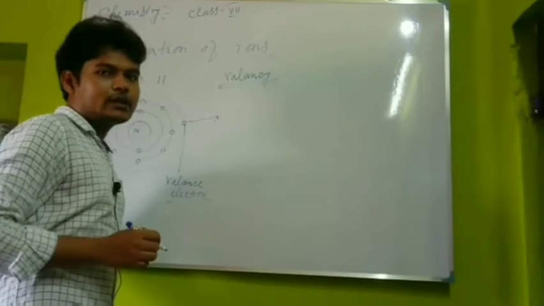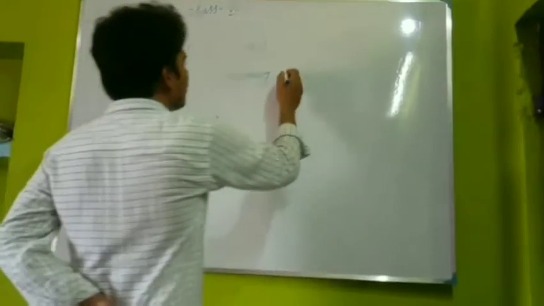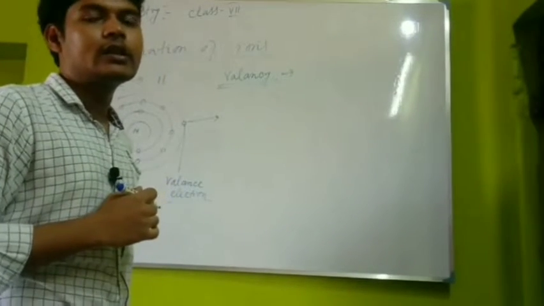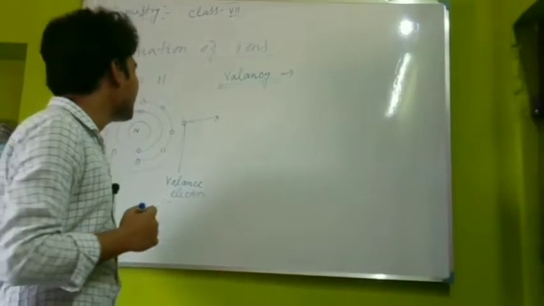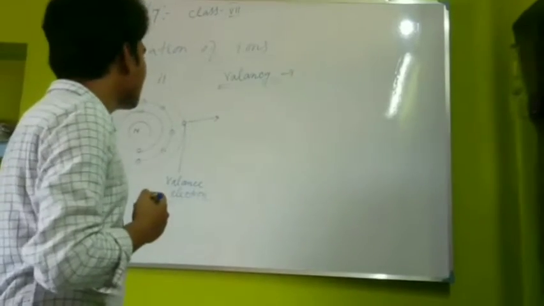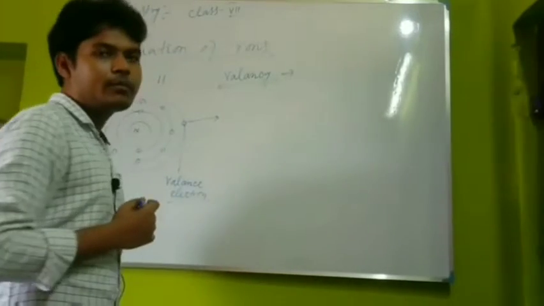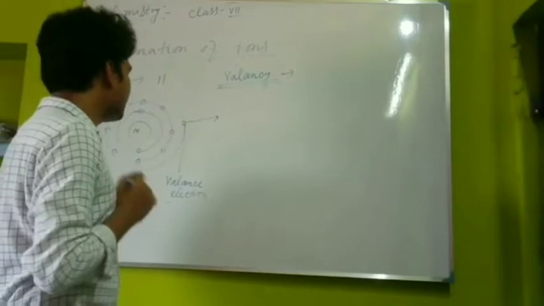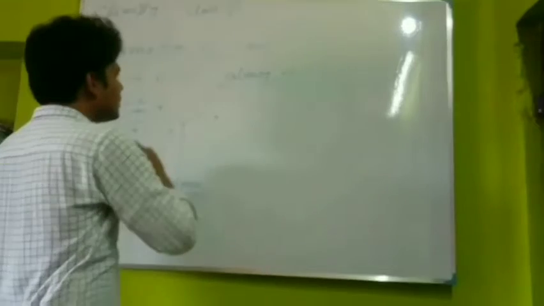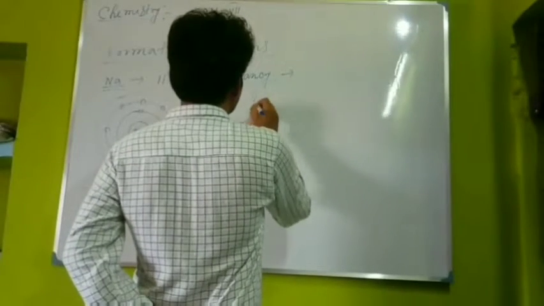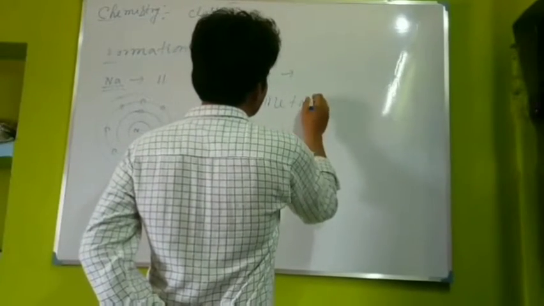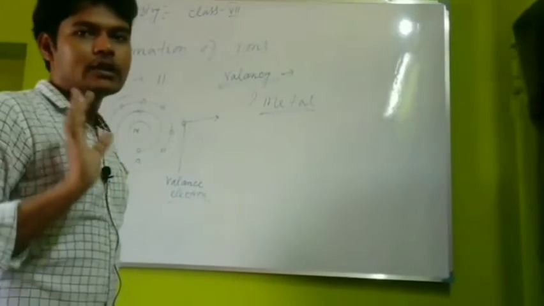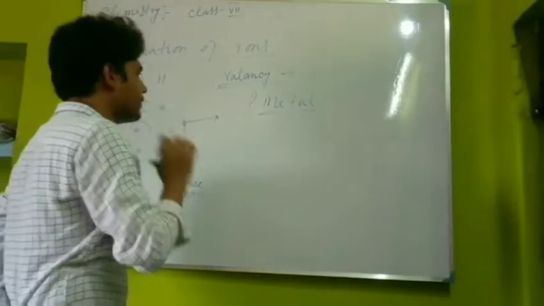Valency is the capacity to form a bond with another atom. So by taking electrons or by losing electrons, an atom combines with another atom. This capacity is known as the valency. So what is the valency for metal? At the outer shell, how many electrons are present? That is the valency for the metal.